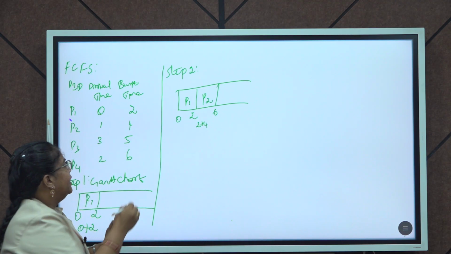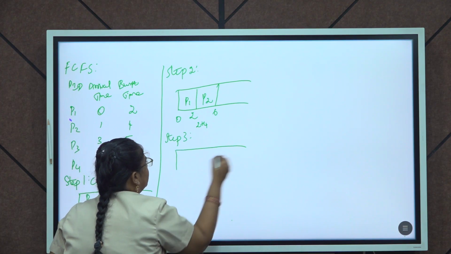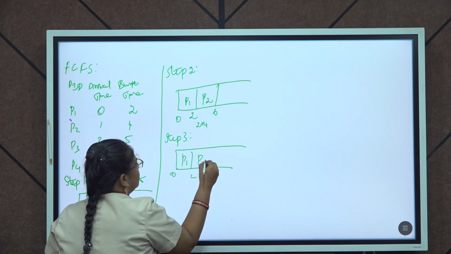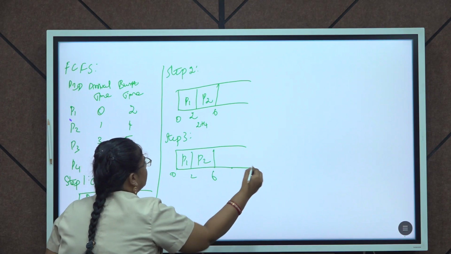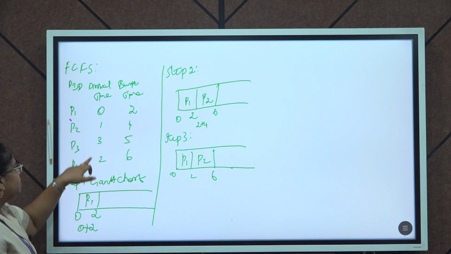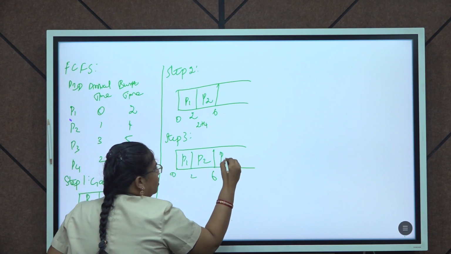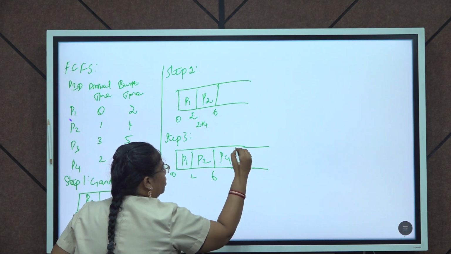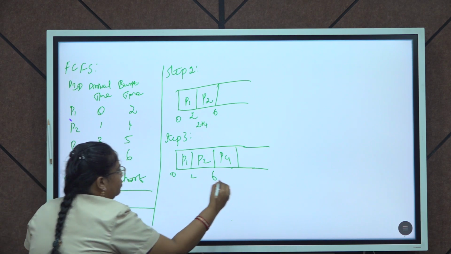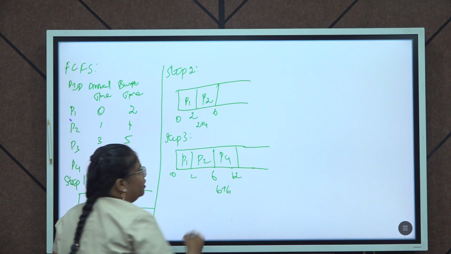Okay. Then next, step 3. Then which one has the smallest arrival time? What is the smallest arrival time? P4 is 2. So now we enter P4 here. The last burst time is 6, and the P4 burst time is 6. So 6 plus 6 is 12.